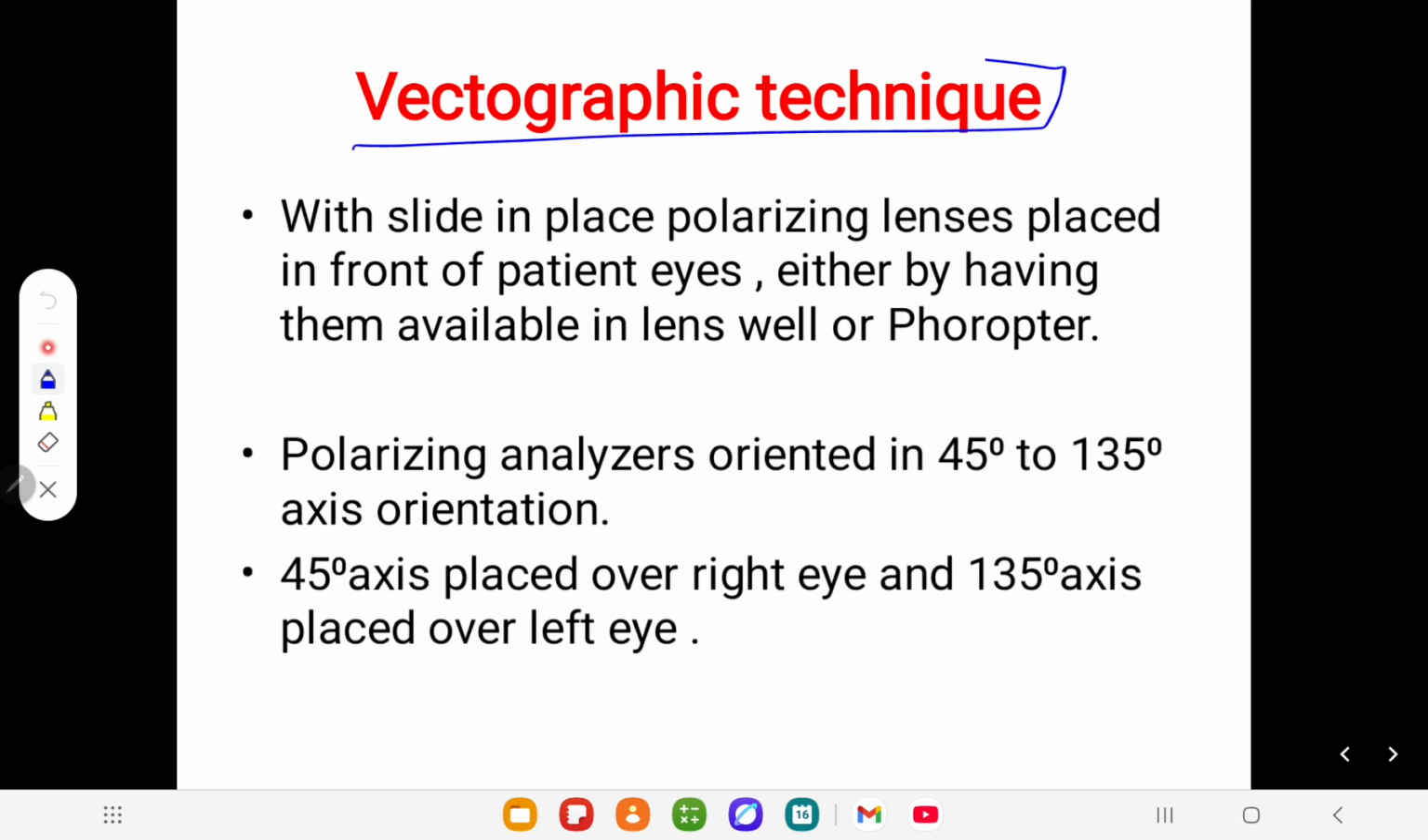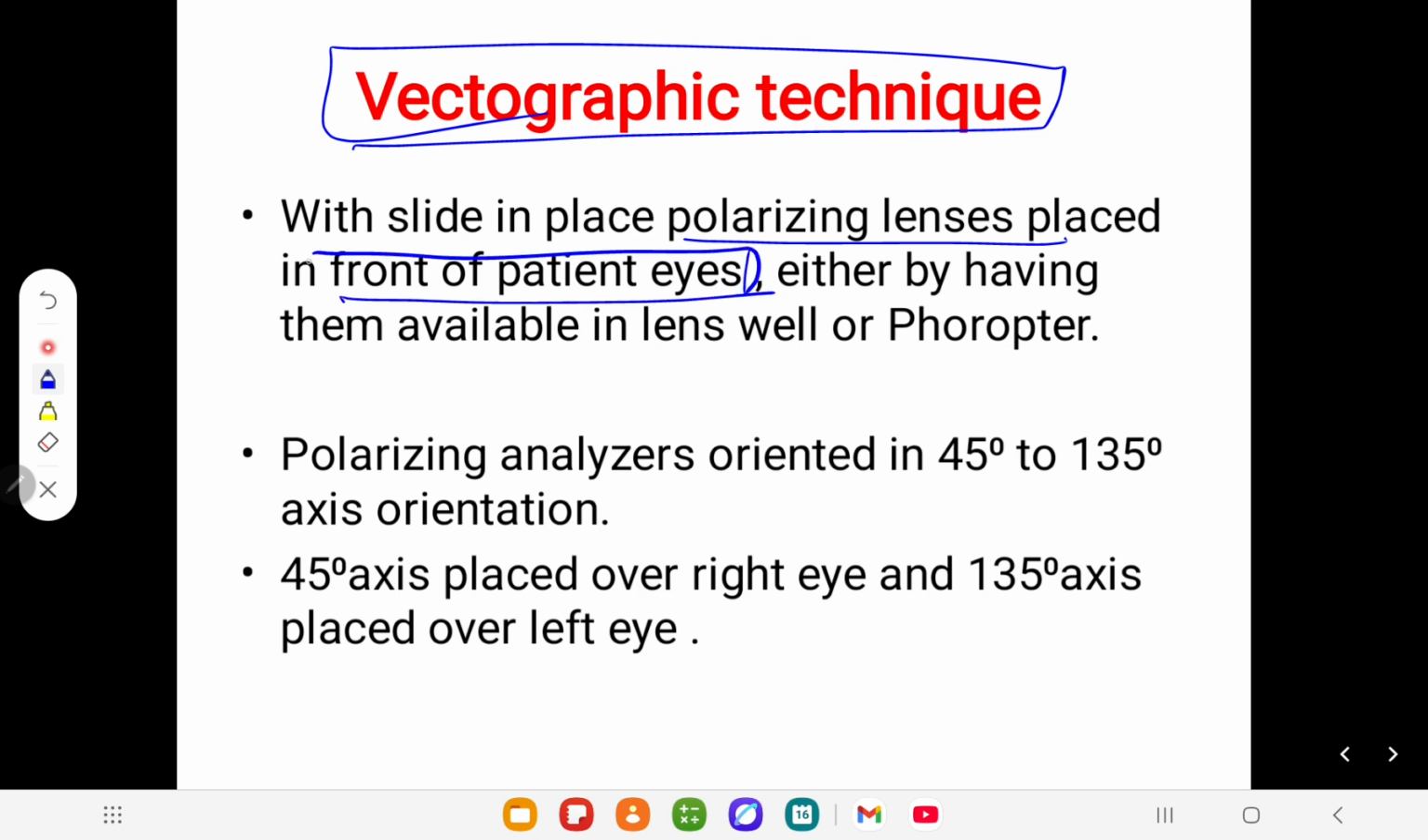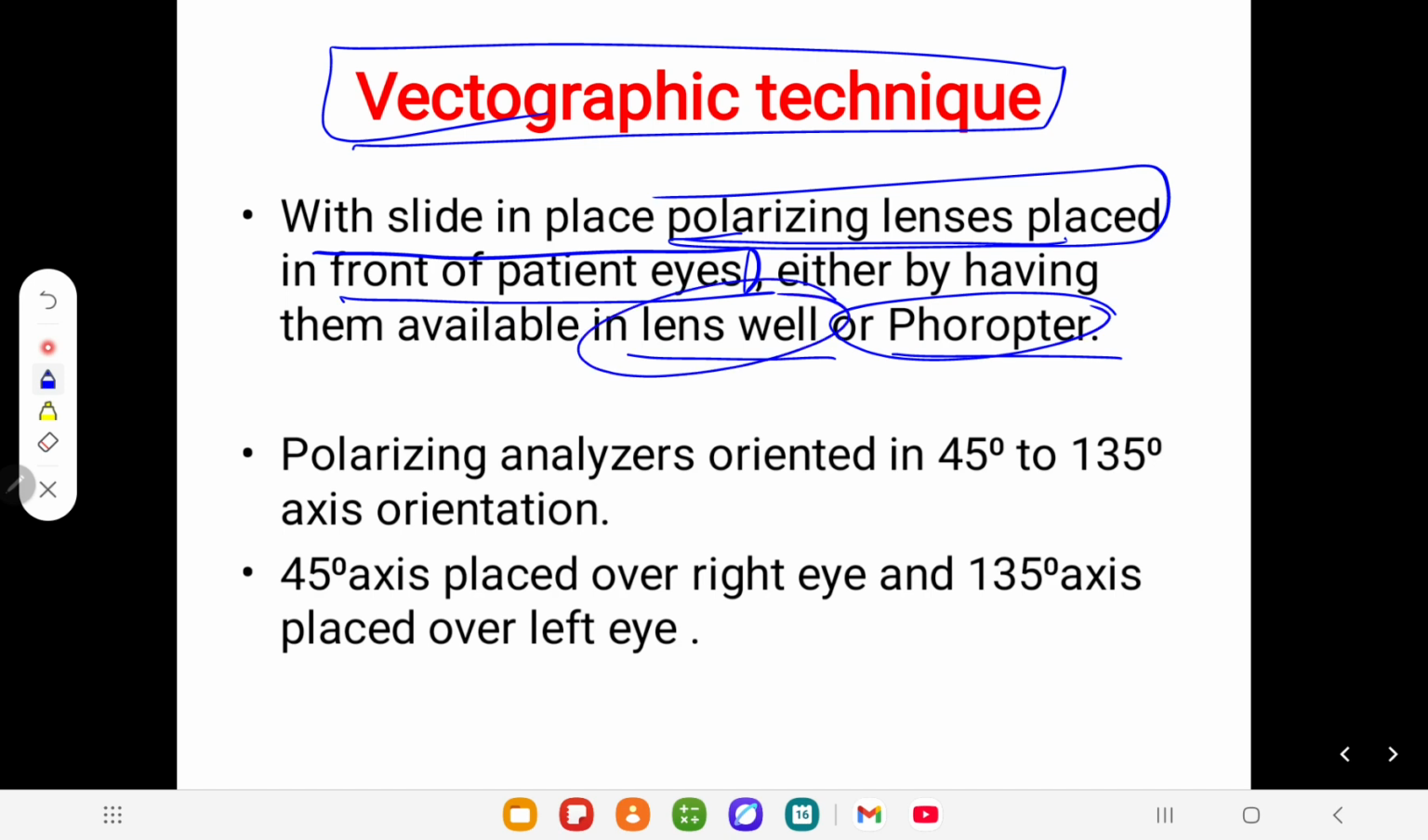That's the technique, and this is the same thing in the vectographic technique. The vectographic technique is very simple. The slide is placed with polarizing lenses in front of the patient's eye. So basically the target is polarized, and polarized lenses are placed in front of the patient's eye. It's the same thing whenever we talk about polarized lenses for stereopsis, isn't it? One is placed at 145 degrees, another at 135 degrees. Either you have them available for the lens well or the phoropter.